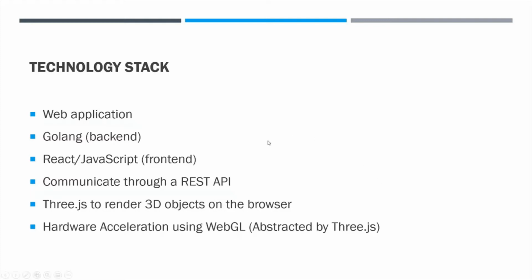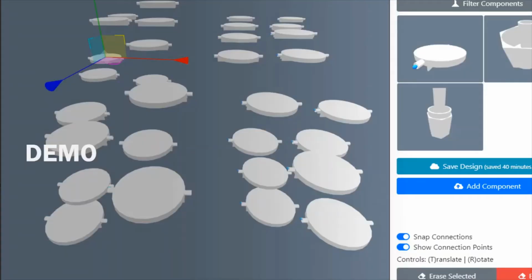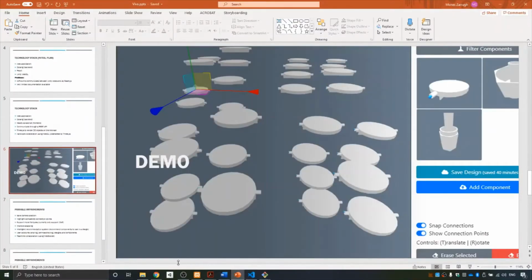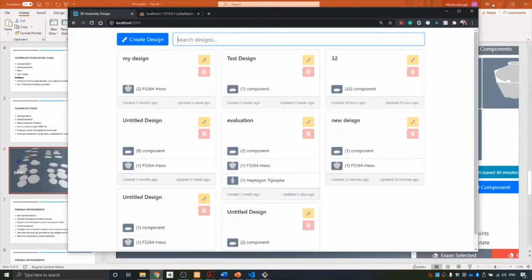On the backend, I'm using Golang, and I've implemented the REST API, which is communicated between the front end and the back end. There is a MySQL database for the back end as well. So in the demo, I'm going to show my application here.